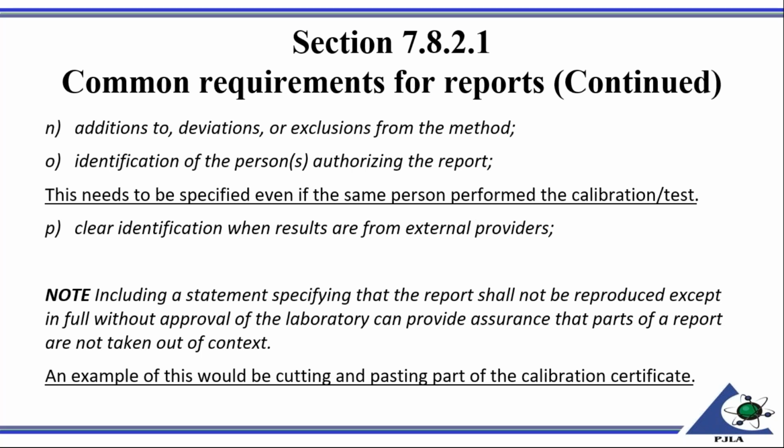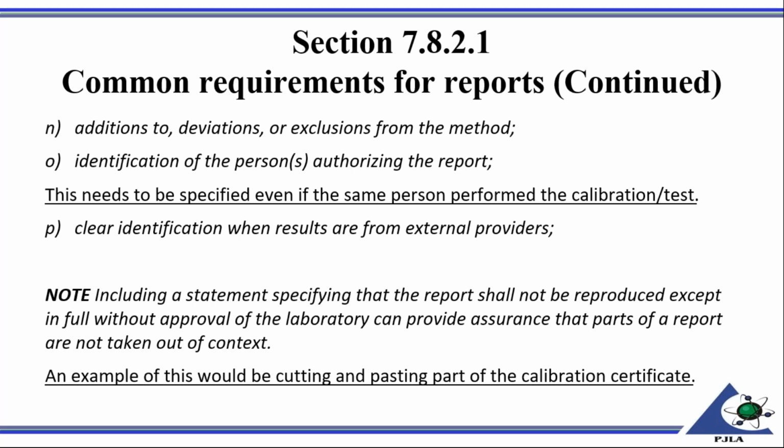This needs to be specified even if the same person performing the calibration and test is the person authorizing the calibration and test report. So in some of the smaller labs, you only have one-man shops. Ideally, you're going to want somebody else, but if you don't have that option, you need to have a separate line saying that, you know, Bob authorized it as well as performed it. So just keep that in mind.